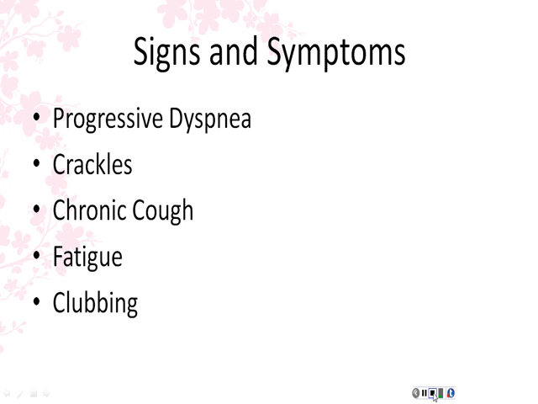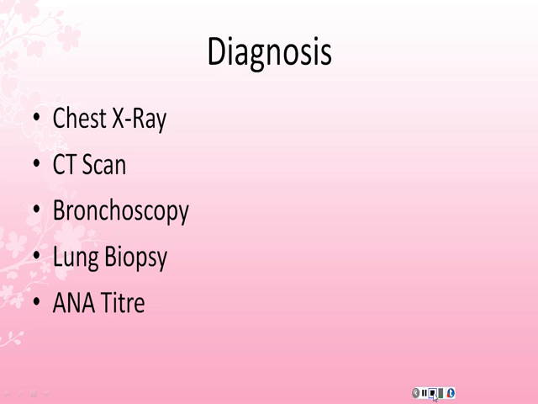Signs and symptoms: progressive dyspnea or shortness of breath, inspiratory crackles, chronic fatigue is pretty common, and then of course clubbing of the fingers from this chronic hypoxia, and then some will actually experience more flu-like symptoms. So diagnosis: chest x-ray, this will show lung infiltrates, CT scans, they can do bronchoscopies or lung biopsies to rule out other causes. An ANA titer, which is a blood test to see if an autoimmune process is involved. On ABGs, their PaO2 will be low. They can also do spirometry to verify that the problem is restrictive.